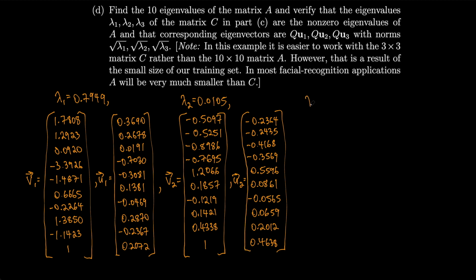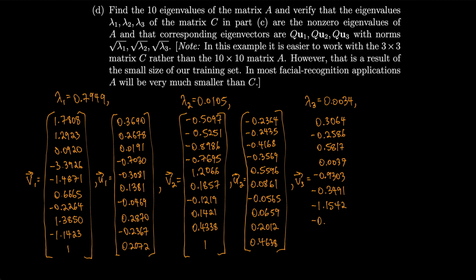Okay, one left to do for lambda 3. That one was 0.0034, and this gives us a v3 of 0.3064, negative 0.2586, 0.5817, 0.0037, negative 0.9303, negative 0.3491, negative 1.1542, negative 0.6276, 1.57161.